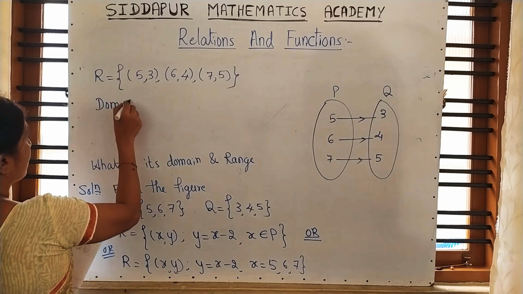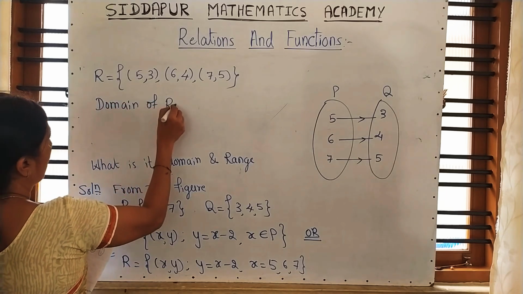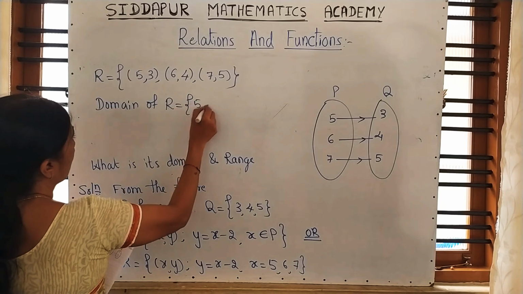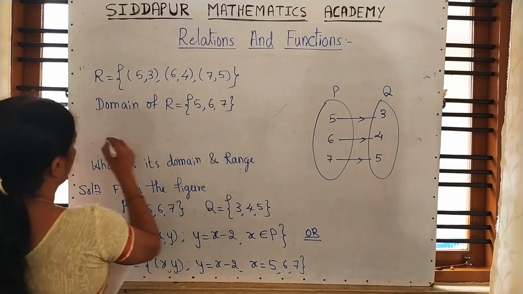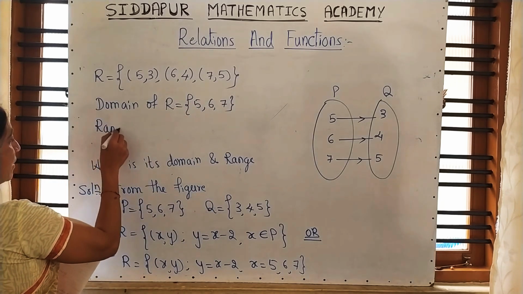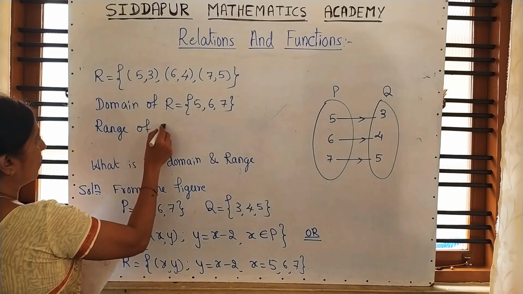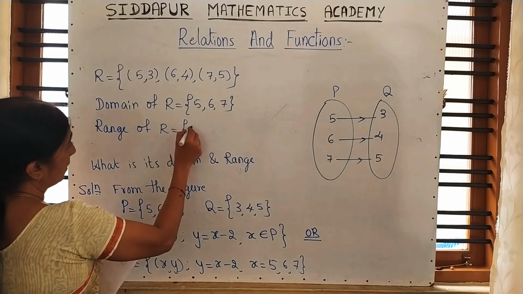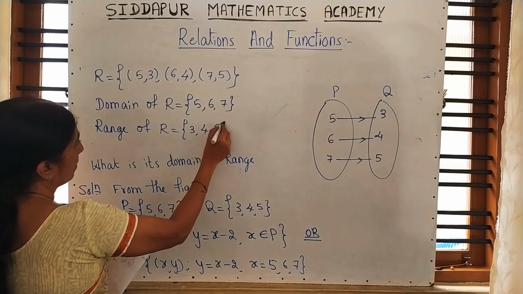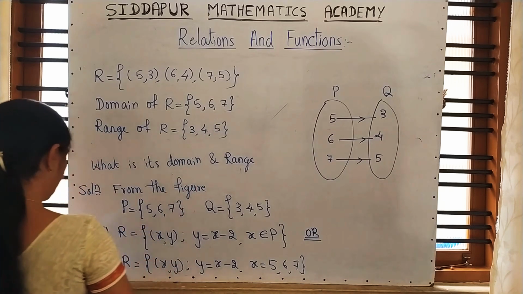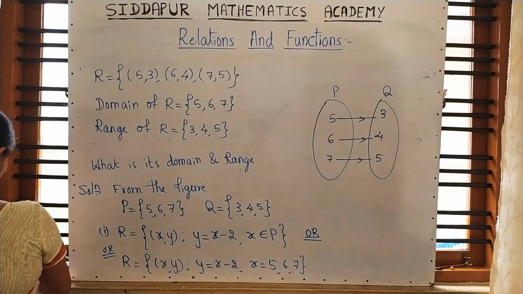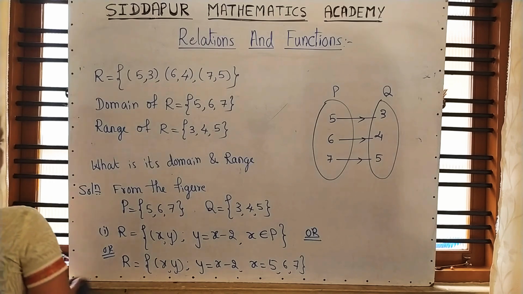After that, write down the domain. Domain and range are very simple. Domain of R, all the first elements: 5, 6, 7. Range of R, all the second numbers in the ordered pairs. Correct. So this is the fourth question. Moving to the next homework question.